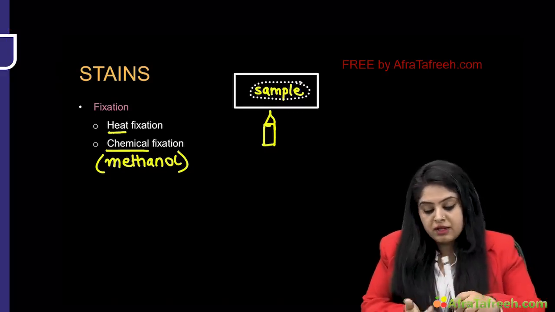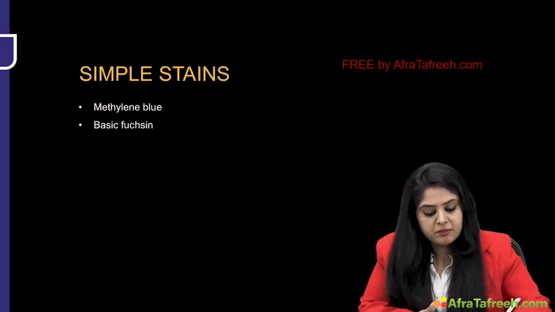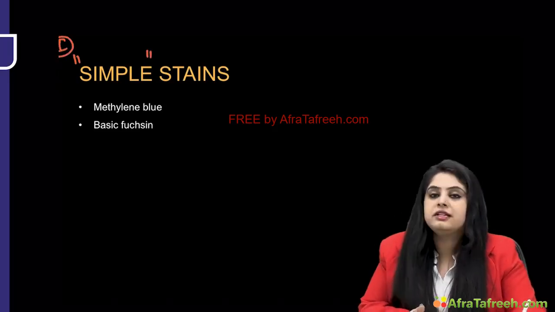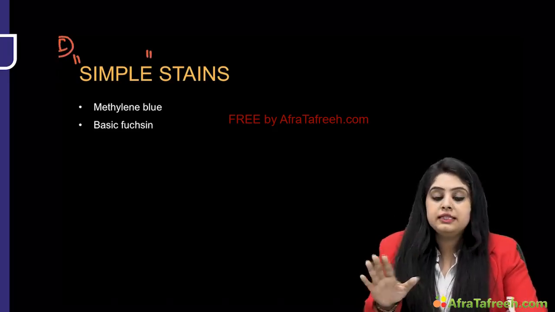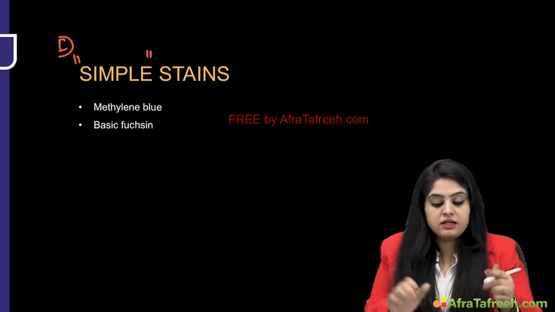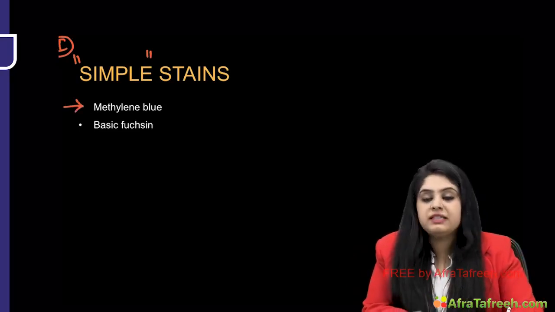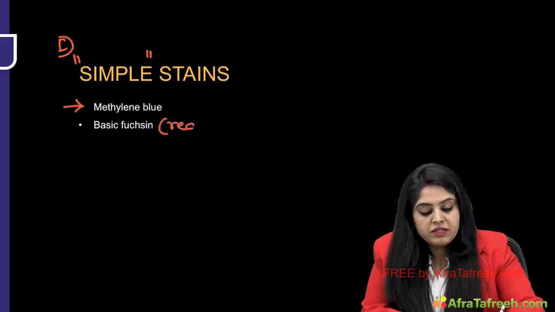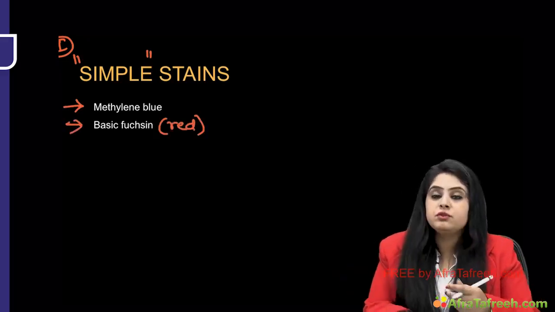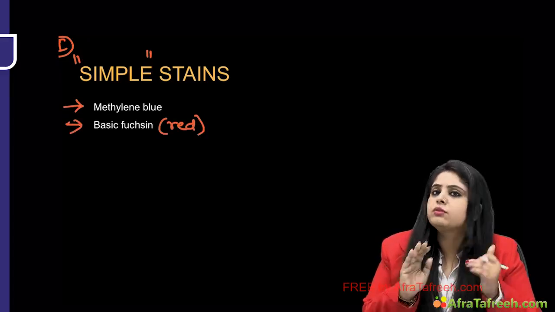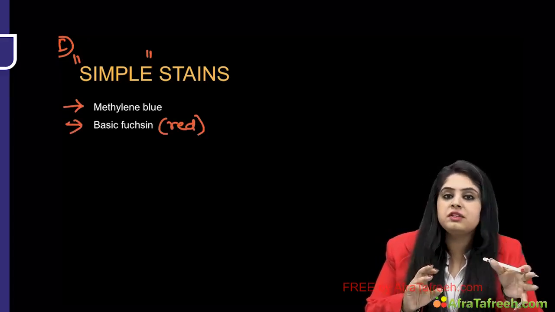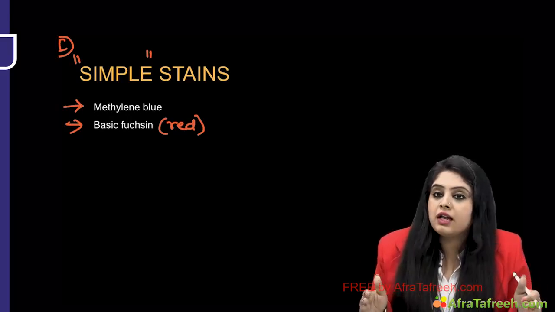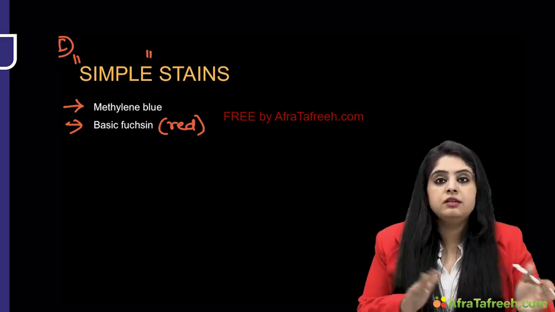So let me add some colors. Let me begin with something very simple. What do we call a simple stain? The first category of stains. Simple means one color. The entire slide is going to have one color. So either you add methylene blue, so the entire slide will become blue, or if you want to make everything red, you can add something like basic fuchsin, and everything is going to become red. So you're not interested in making something red and something blue. No, you're interested that everything should have a single color, and that single color is either blue or red.